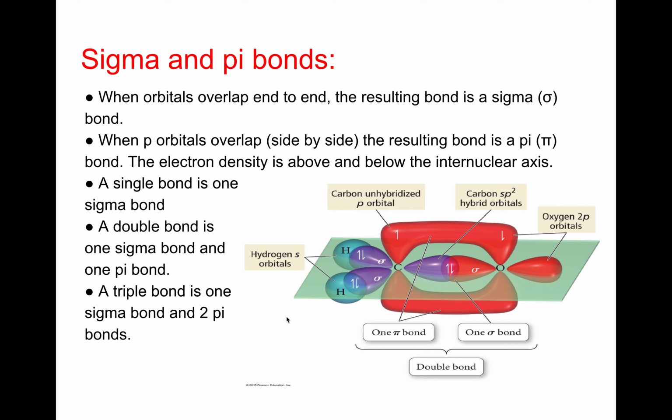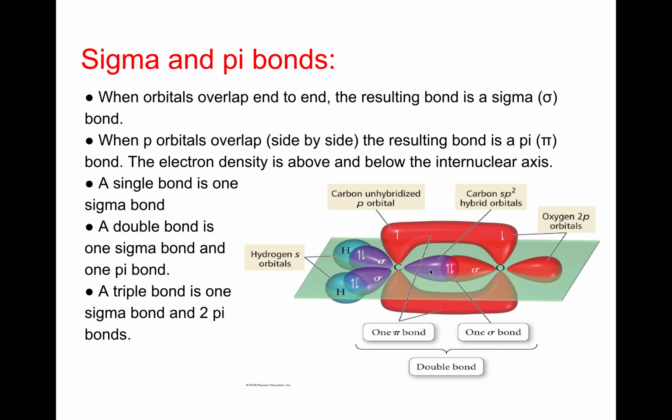Consider sigma and pi bonds. In purple here we have 3 sigma bonds. Here, this is end-to-end overlap between an sp2 hybrid orbital and an unhybridized s orbital from hydrogen. That's the same here. Okay?